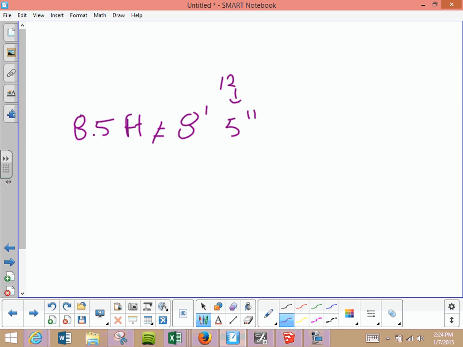That's why these things are not equal. Like Michael and Taylor said, 0.5 of a foot means 6 inches, half a foot. So this would be 8 feet and 6 inches, which is not the same as 8 feet and 5 inches.